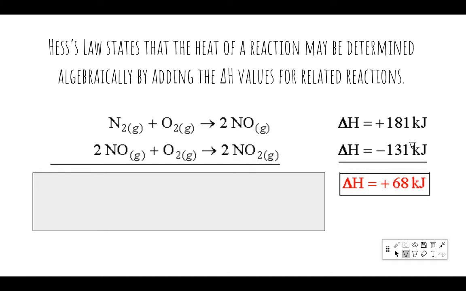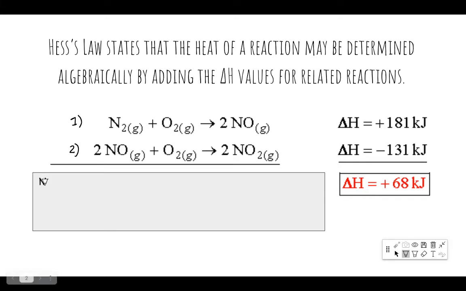According to Hess's law, the heat of a reaction may be determined algebraically by adding the delta H values for related reactions. So I'm going to take a look at this example here. I've got 2 different reactions that I know the delta H value for. I'm going to call this reaction 1, and I'm going to call this reaction 2. Now, what Hess's law states, if I combine these reactions together, and when I say combined or adding these reactions together, I'm going to take all of my reactants of both reaction 1 and reaction 2, and I'm going to make it into one line here.